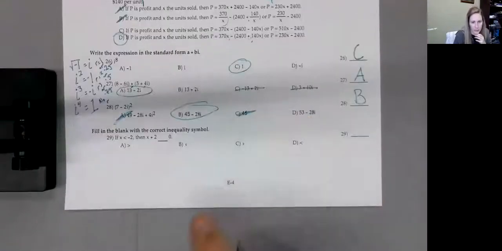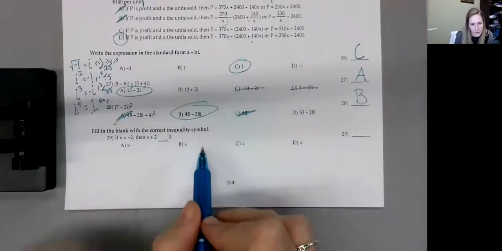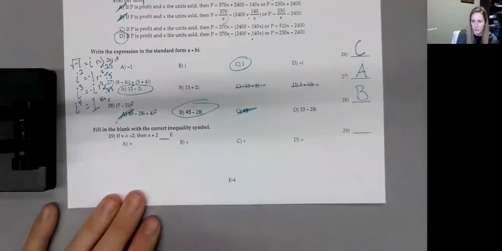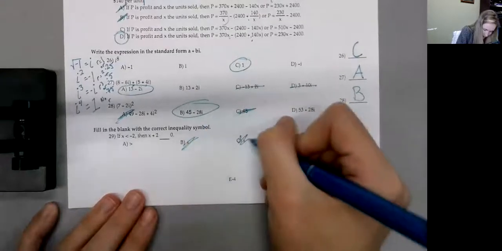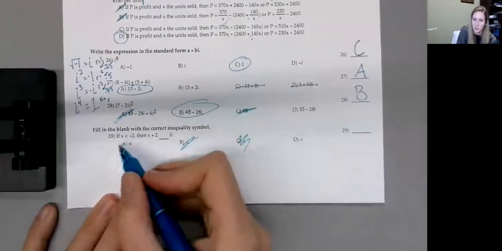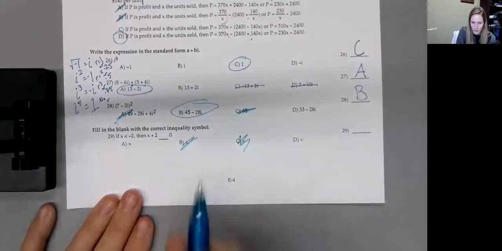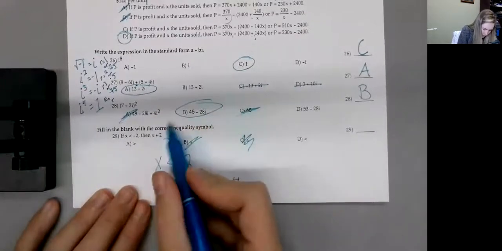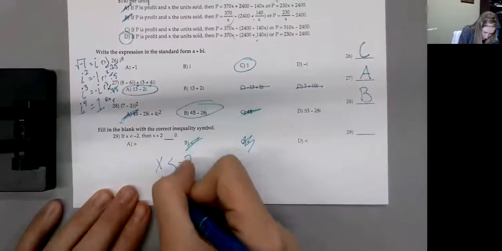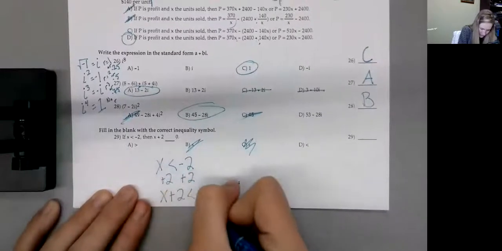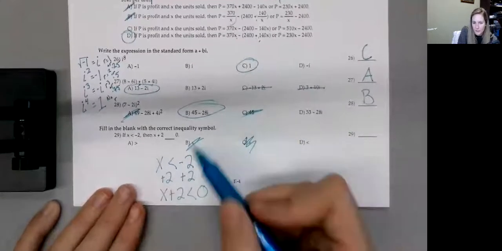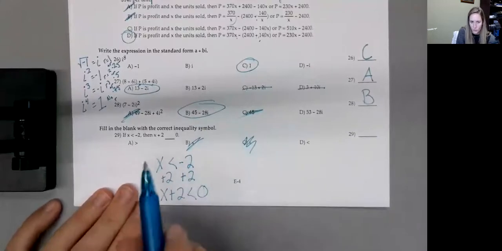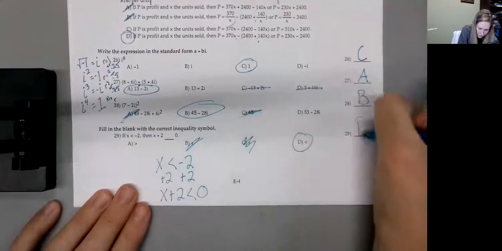Oh wait, right here. Fill in the blank with the correct inequality symbol. First of all, if it's less than or greater than and it doesn't have an equal to sign, it's not magically going to get one. So it's not these two. If it's not equal to here, it's not going to become equal to. That happened a lot. Okay, so since we have x is less than -2, they went ahead and moved the 2. We added 2. So we have x plus 2 is less than 0. The only time the sign changes is if we divide by a negative or multiply by a negative. We just added. So the sign does not change, and it's D.